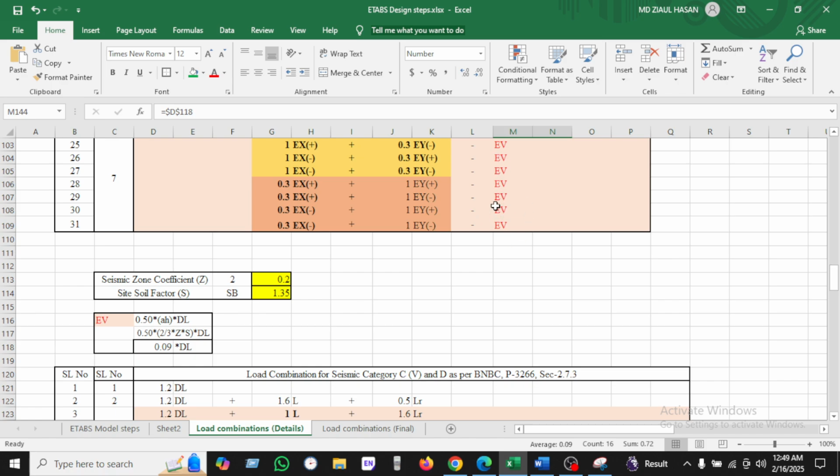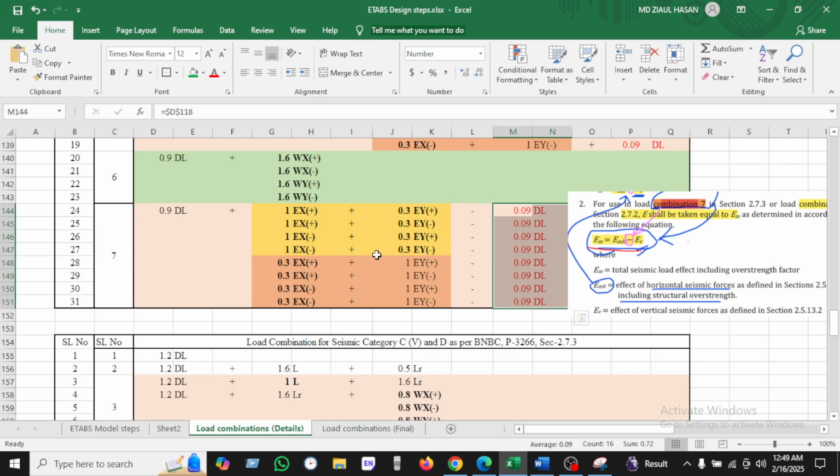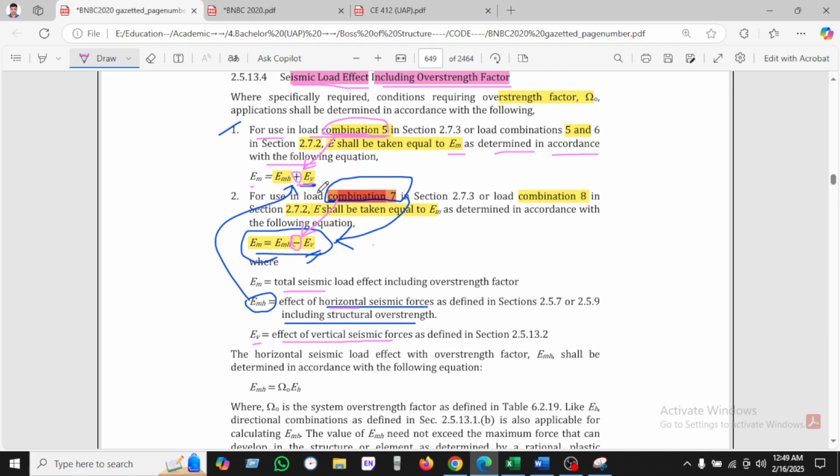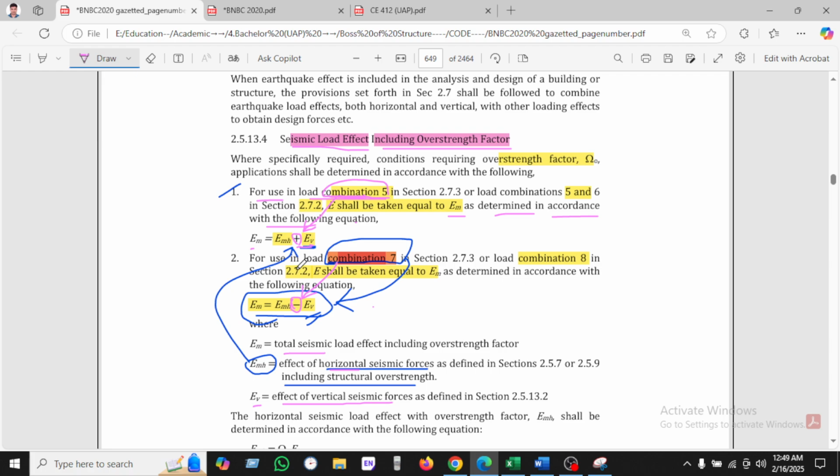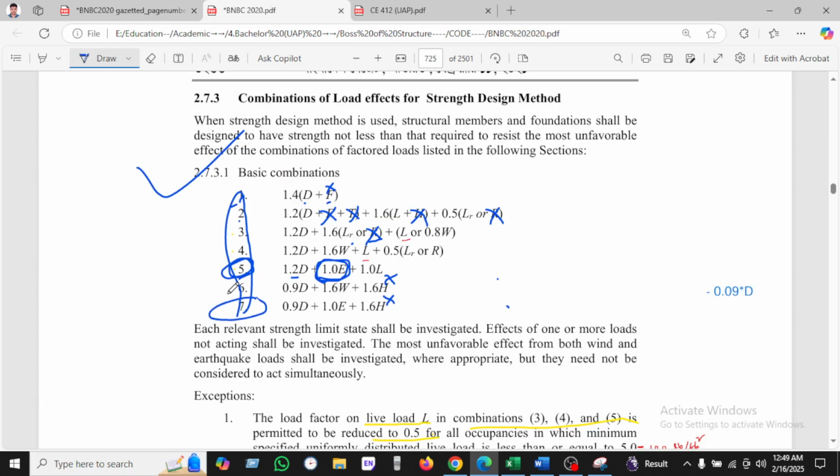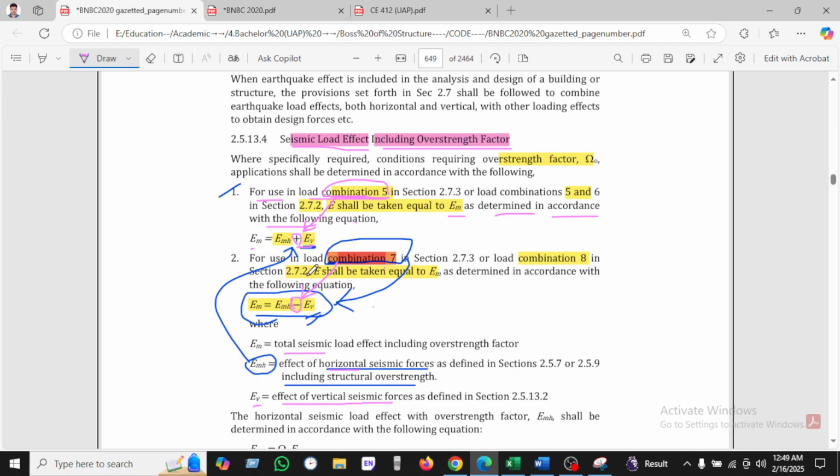We have seen here the vertical is the same, it is 0.9, and we are using the minus value. Why? Because this combination is used for load combination 7. So this is the 7, and this is the E of 7, not 5. This is the load combination of 7. Okay, so we have seen in load combination 7, section 2.7.3, or load combination 8, section 2.7.2.